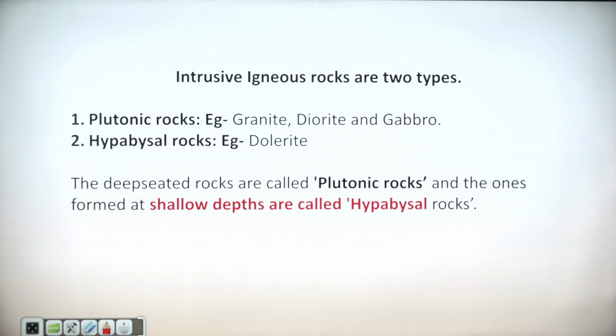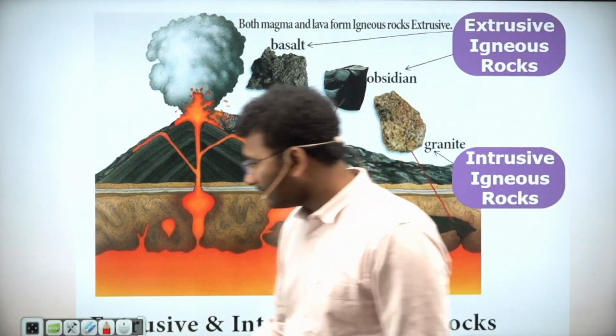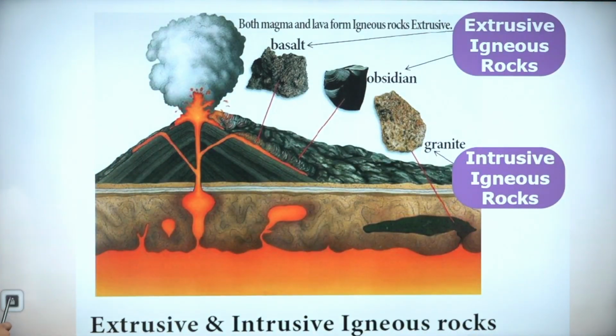One of the finest examples of the plutonic rocks are granite, diorite and gabbro, whereas the hyperbasal rocks example is dolerite. I'll show you all of these rocks. Okay, now look here, just try to watch this particular slide for a minute or so.